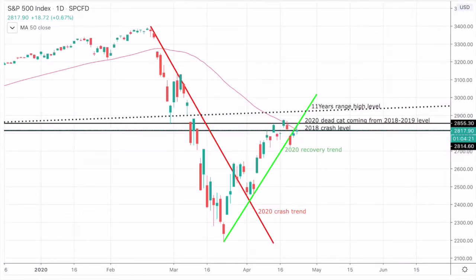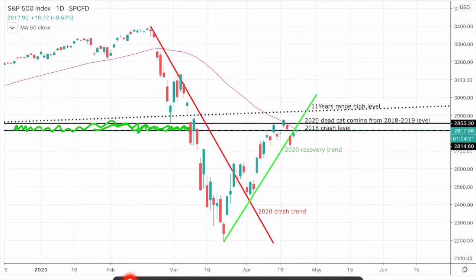Just to remind you, this dotted line is the 11-year range high level. Then you have this volatile trend line and actually zone over here all the way there, and we have another couple of lines here. Let me explain what it is. Line number one is the crash line. Over here you see it's coming from this all-time high, then it touches the dead cat bounce, the one which was formed here, and goes all the way down.